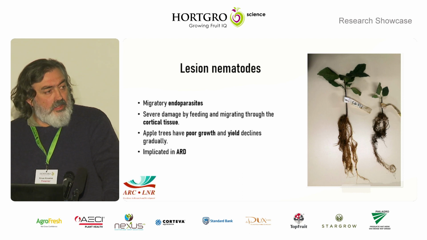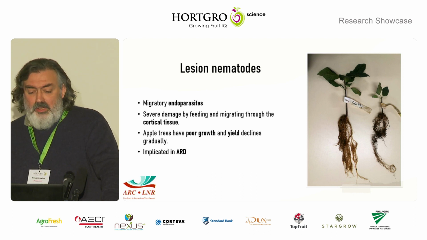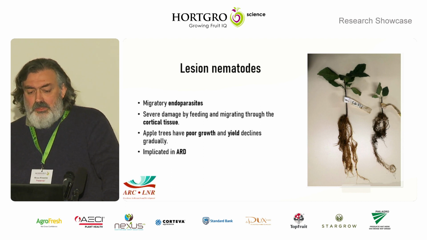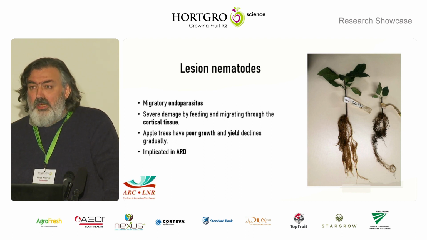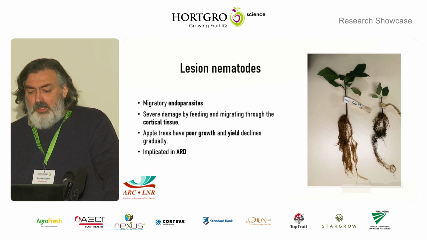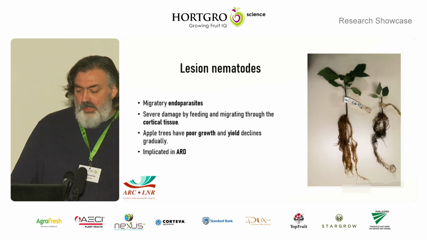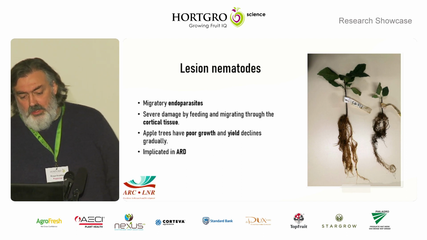Now, in South Africa, a previous survey has shown that there are 3 species that occur on apples. In more than 80% of the cases, it's Pratylenchus hippeastri. Then we also get lesser amounts of Pratylenchus penetrans and Pratylenchus vulnus.